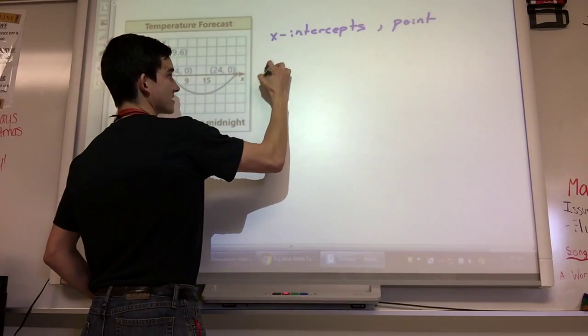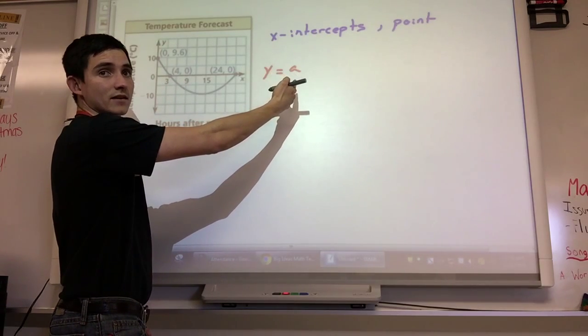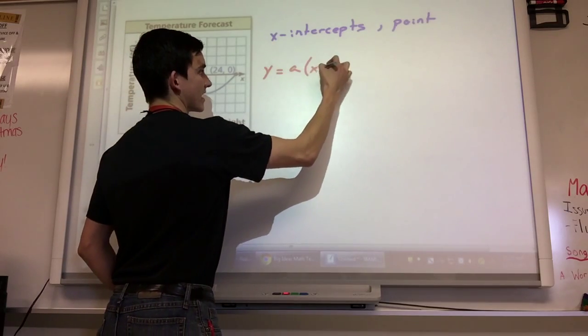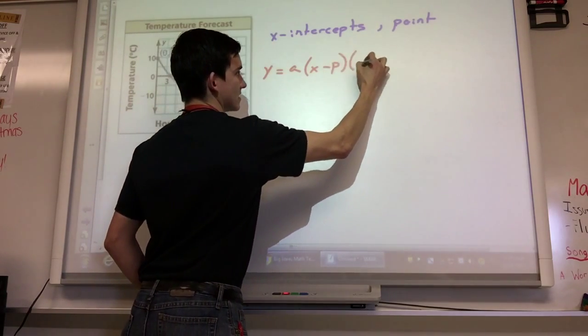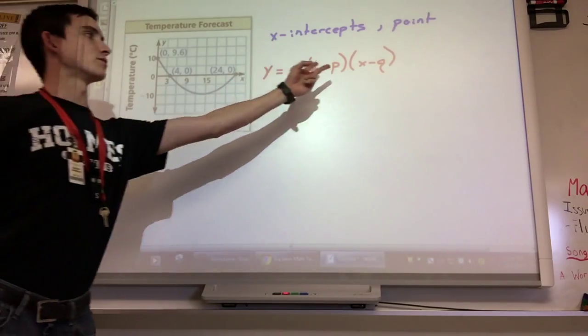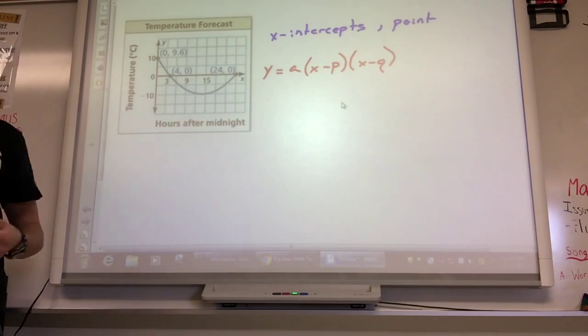Intercept form of a quadratic is y equals a. Guess what we're going to be solving for in a second? A, just like before. y equals a, except now you have (x minus p) times (x minus q). This is the form that you get when you factor, right? And it finds the roots. So here you go. If you're given the roots and you're given a point, it's the same idea.